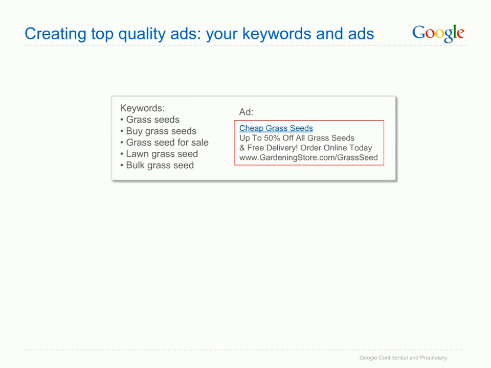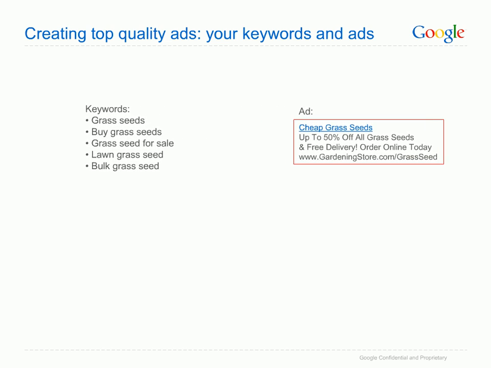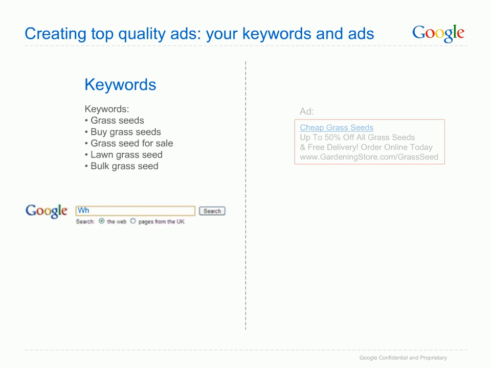So let's take our grass seeds example to explain keywords and ads and how you can use the ad group structure to create top-notch advertising. Firstly, we're going to take a look at keywords. When writing your keyword list, think about how your potential customers would search for the product or service you're promoting. Remember, the keywords people use when searching on Google are often more than one word, and in general, we find that 2 or 3 word keywords work best.